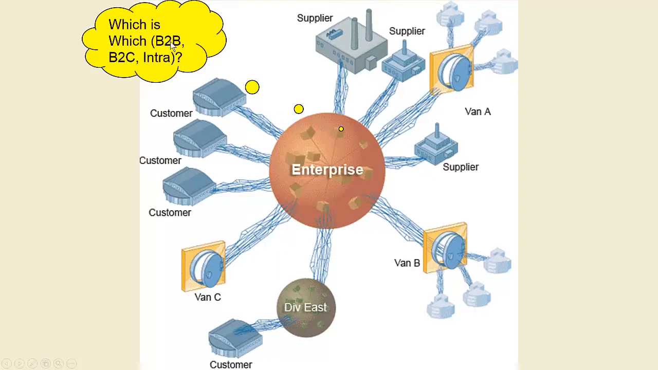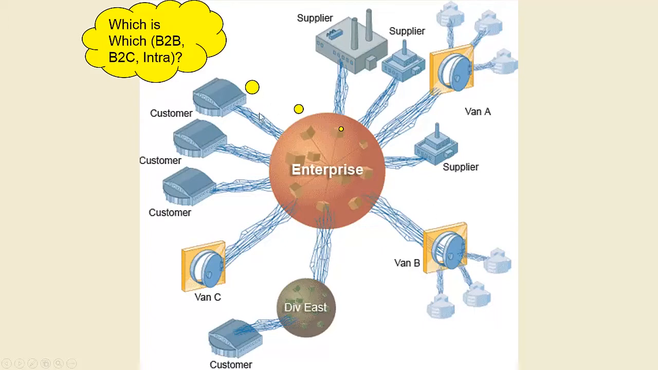B2B, business to business. We see here a company connected to these suppliers, like our Walmart example. Another type of B2B is where the enterprise is connected to a third party, like here and here, called a VAN, Value Added Network, which in turn connects them to suppliers or customers.